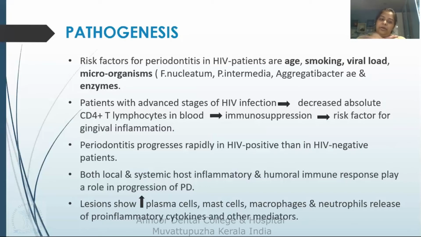And we should also know that periodontitis will progress more rapidly in HIV positive rather than HIV negative patients because immunity is hampered. Both local and systemic cell-mediated and humoral immune responses will play a role in progression of periodontal disease. And here the lesions will show high plasma cells, mast cells, macrophages, and neutrophil release. There is an increased plasma cell, mast cell, macrophage, and neutrophil release of pro-inflammatory cytokines. These cells will start releasing all the pro-inflammatory cytokines and other mediators when this happens.